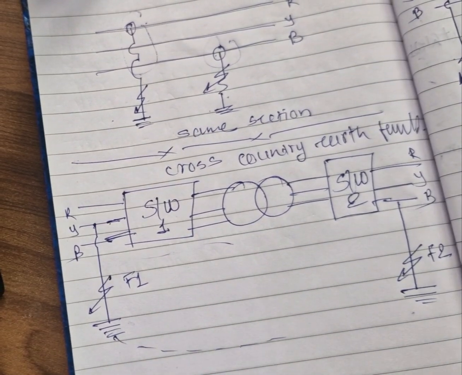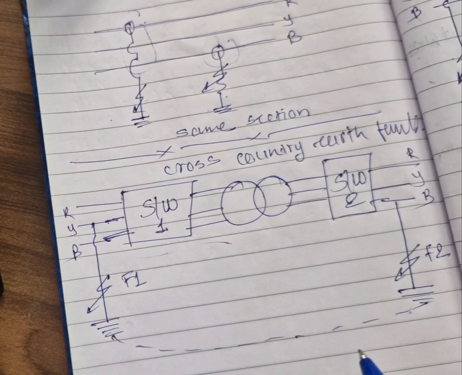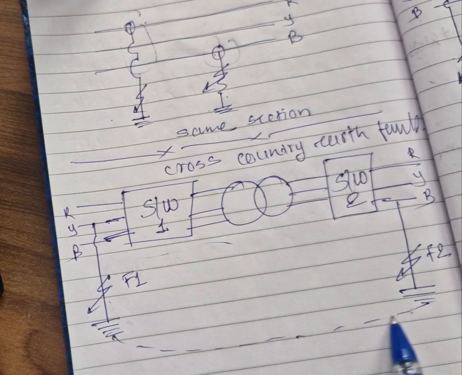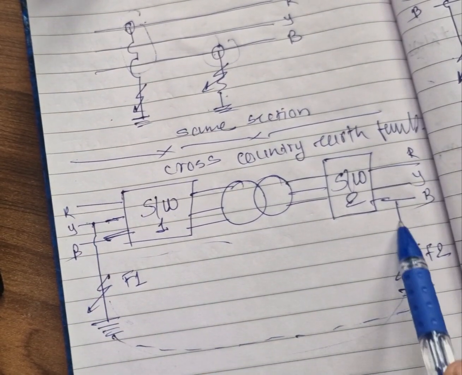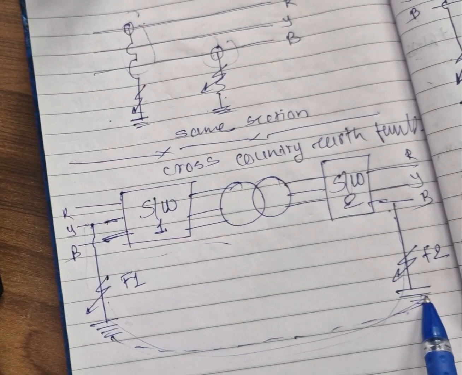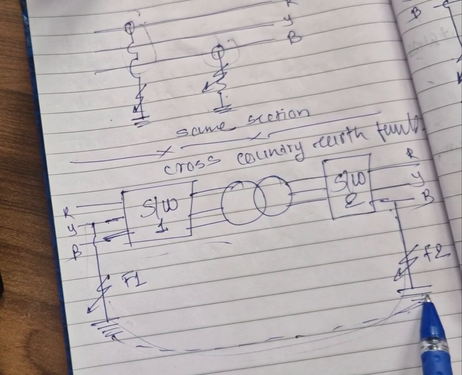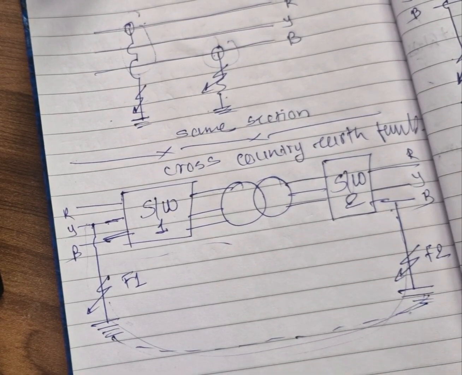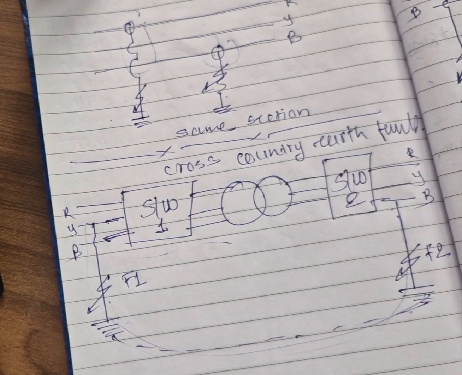the current will continue to travel through the ground. The current magnitude will be continued through the ground, meaning the return path of the fault current is through the ground, from this fault, from this phase. So that's why this is called a cross country earth fault, because of its geographical distance.